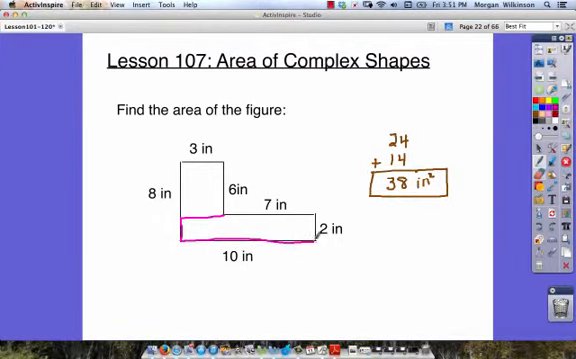Then we could find the area of our long, thin rectangle. And then we could find the area of our rectangle on top and add them together. So for our long, thin rectangle, the length is 10, the width is 2. So this must be 20 square inches. For our other rectangle that makes up this shape, we'll use orange.